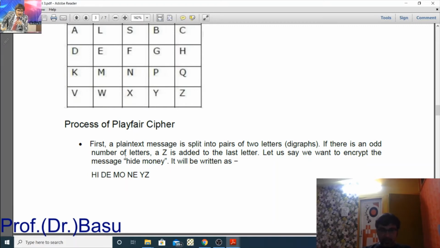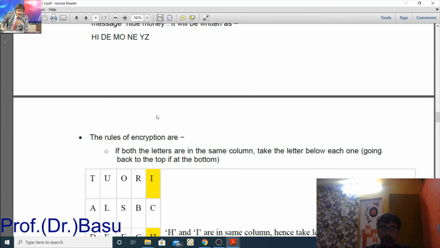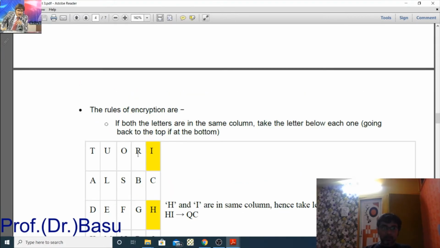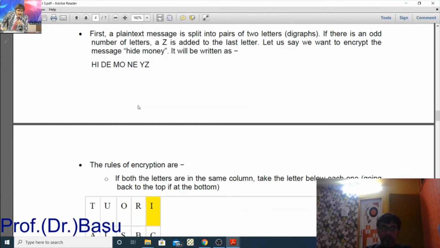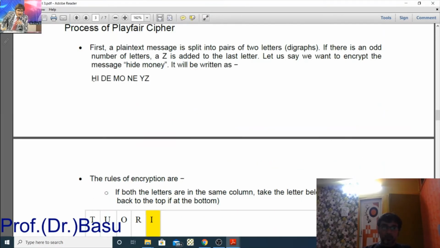So first, the original plain text will be converted into this pattern. Then what will happen? See here. We got this table, and we will be following this table as the key table. Now the task is we have to convert each and every pair of the plain text into cipher text.